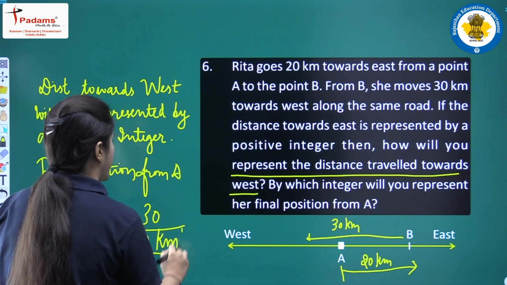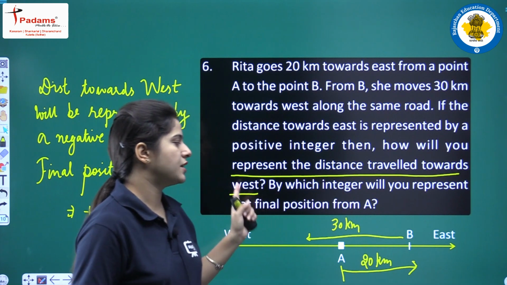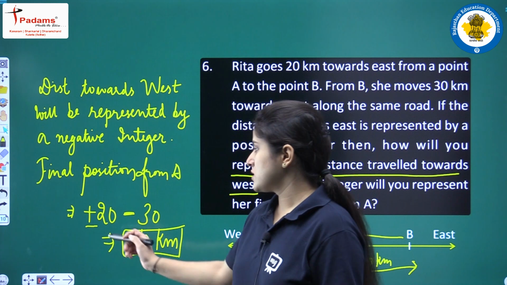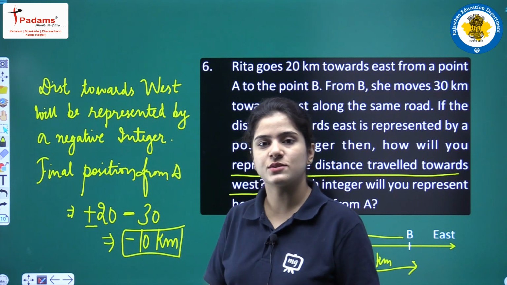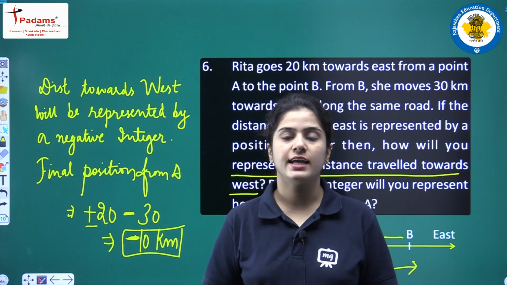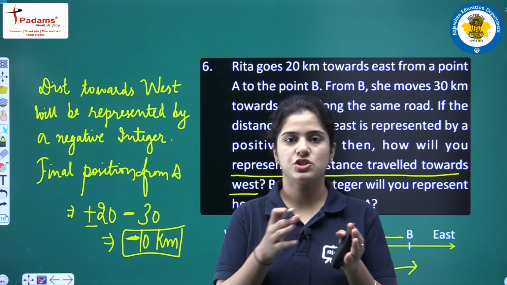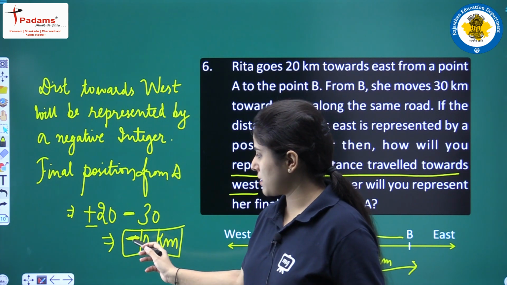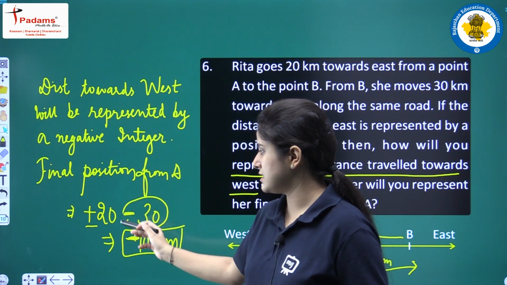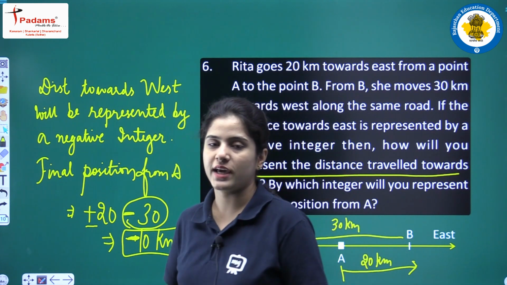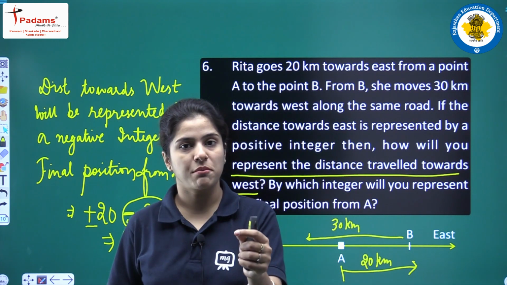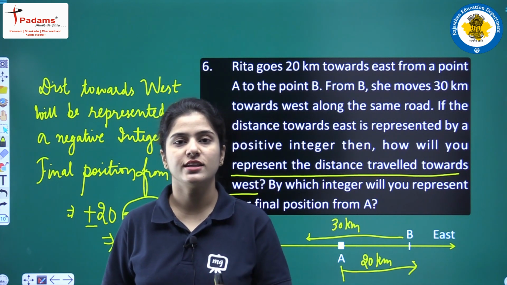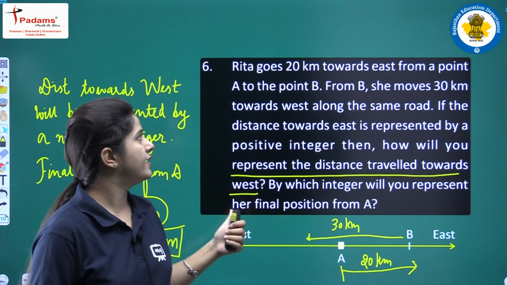So by which integer will you represent her final position from A? By a negative integer. So 20 minus 30 is equal to minus 10. The minus sign indicates that she is in the west direction from A. And why is it minus here? Because the larger number, that is 30, contains a minus sign. So the sign of the larger number in the operation of addition and subtraction will be taken as the sign of the result. Okay students, so this was your 6th question.